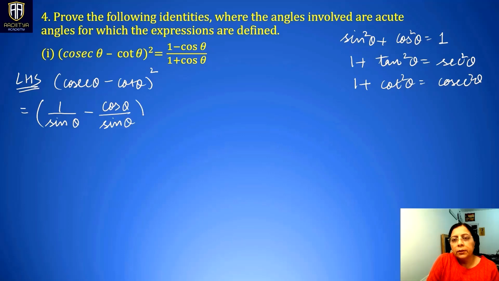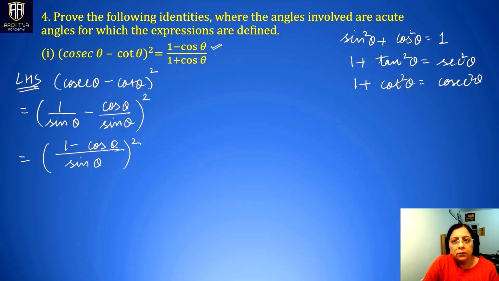The cot theta can be written as cos theta by sine theta, keeping this square outside. Next we can write this as, denominator becomes sine theta for both the terms, and then in numerator we can write this as 1 minus cos theta whole square. Now see, try to relate this thing with the RHS. You have already got this term in the numerator, right? So this is very easy. Had you opened this as a square plus b square plus 2ab, it would have been a very long question.